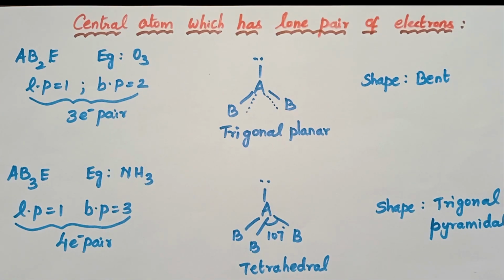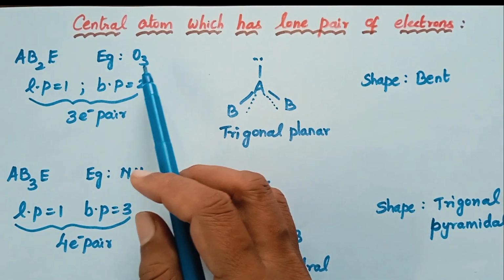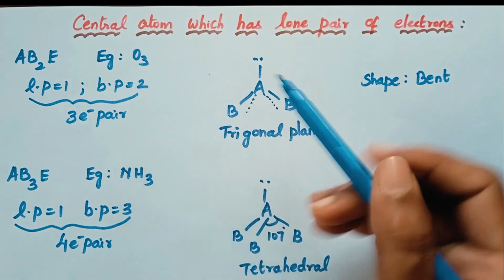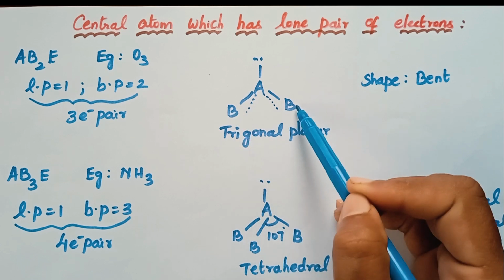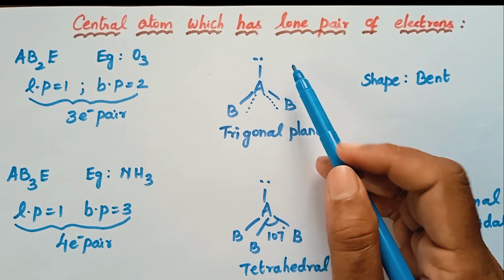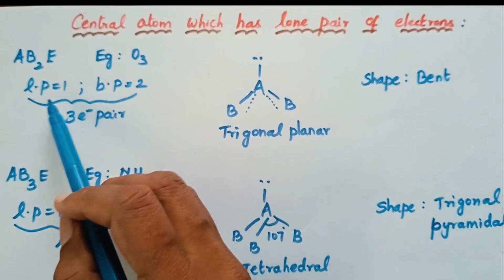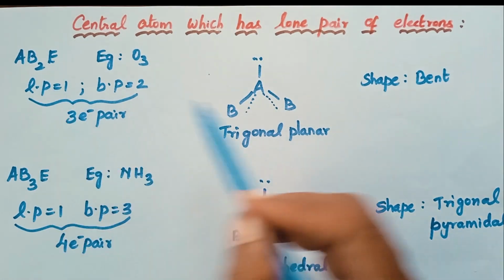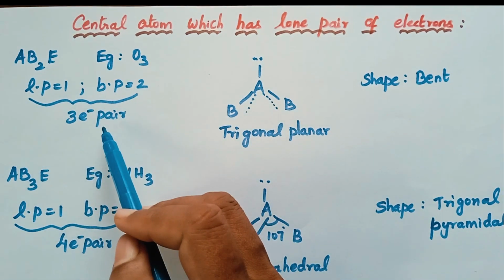Next we will see the central atom which has lone pairs of electrons. The first type is AB2E type. The example for such a molecule is O3, ozone. In this case there will be one central atom and two side atoms, B and B here, and E is nothing but a lone pair. So here the lone pair is equal to 1 and the bond pair is 2. Totally 3 electron pairs are there.